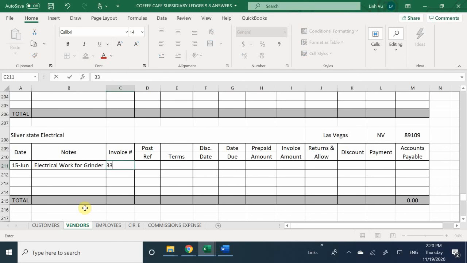Invoice was 3351. General journal 5. No terms, no discount date, but we do have a due date though. So your terms would be... Oh, net 4, there you go. That's right. Making our due date be June 19th.